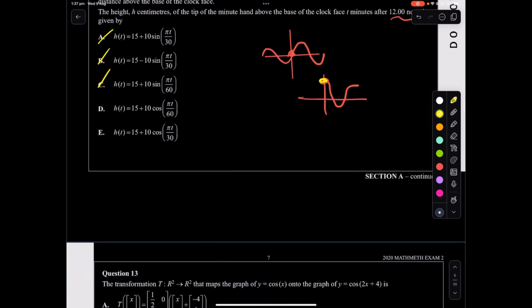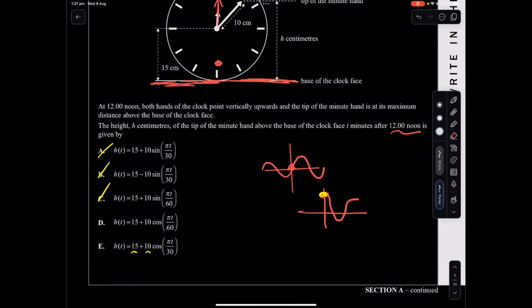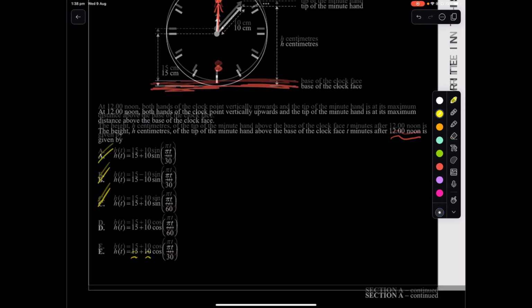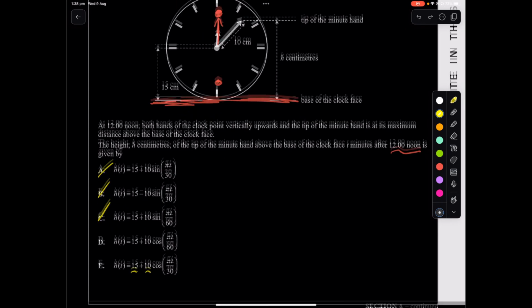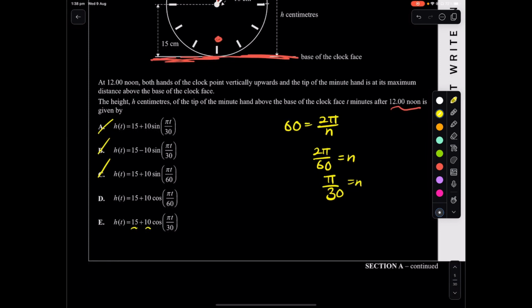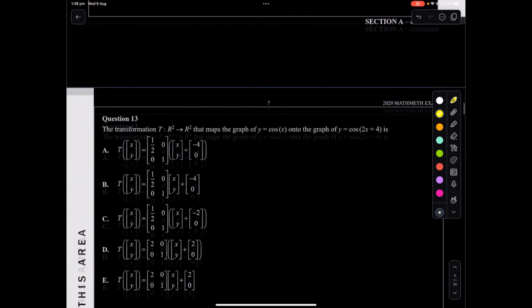What's the difference? These are 15, 10. They all have the same, but the periods are different. So let's look at the periods. Because it's a minute hand, it goes around in 60 minutes. So it's 2 pi on n, so 2 pi on 60, which is pi on 30 as your value of n. So it should be E. Nice. This is not too bad.